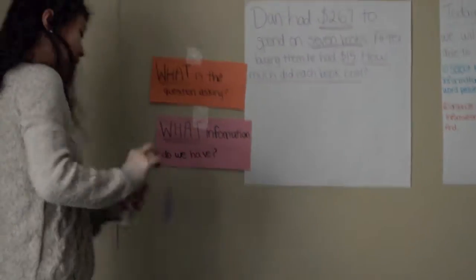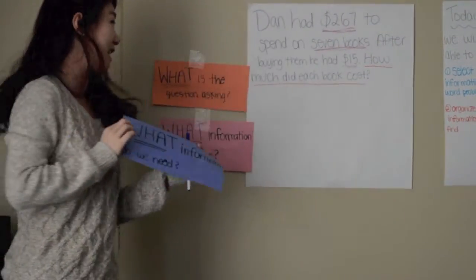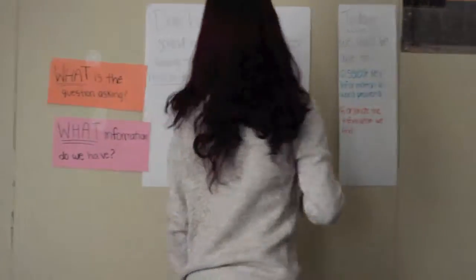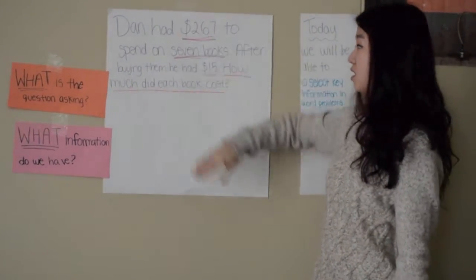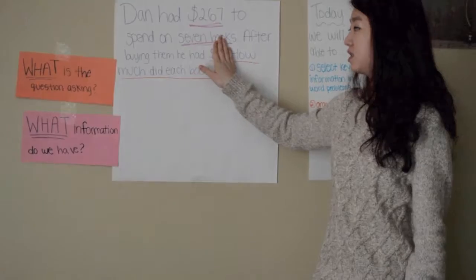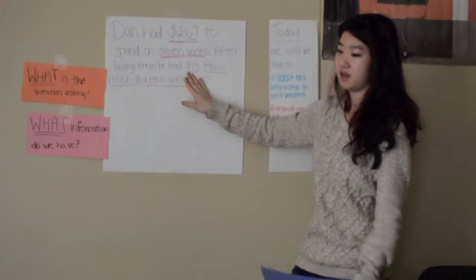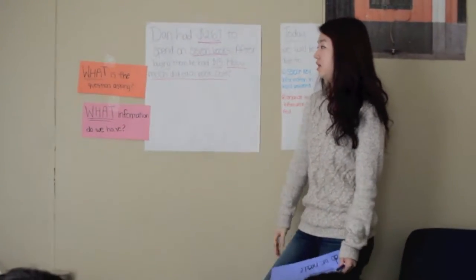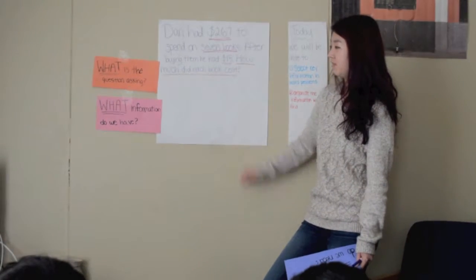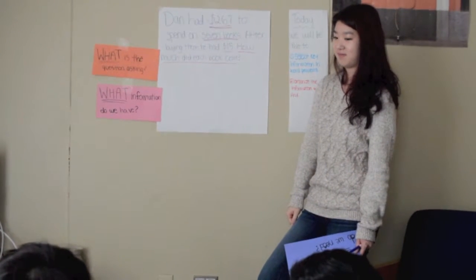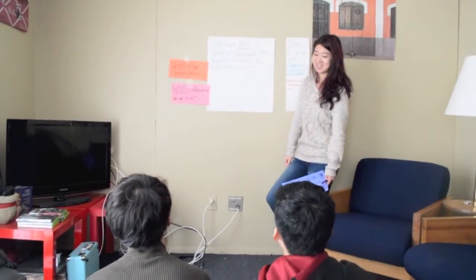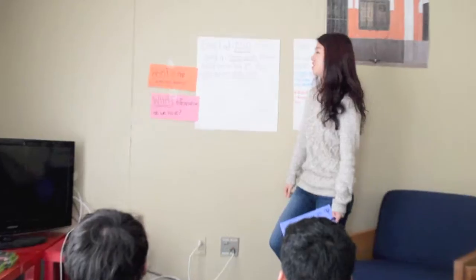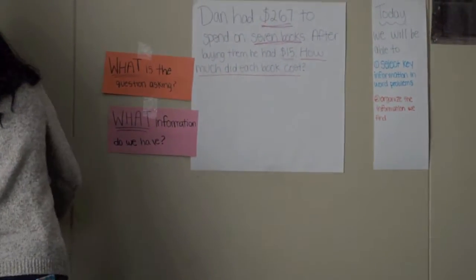And then finally, we want to know what information we need. So we have all this information. We know that he had $267 to start off with. Then he spent it on 7 books, but he was left with $15 at the end. So what do we need to know in order to solve this problem? How much each book cost? Yes, John. How much he spent on the books? Yeah, just on the books, right? Because we still had the $15 left at the end.